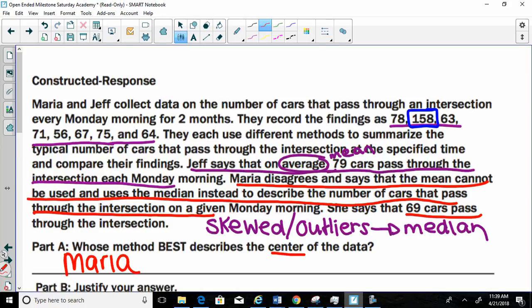Remember with the box plot? So where'd she get 69 from? She lined all those numbers up and 69 was the middle number. Sometimes, remember, if there's an odd amount of numbers, that's the middle one; if it's an even amount, you take the two middle numbers. Do you two remember how to put it into your calculator?